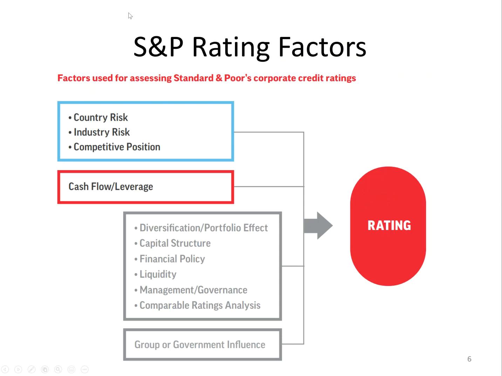Looking at some information from the Standard & Poor's website, some of the factors they use to come up with these ratings are they look at the country risk, the industry risk, and the competitive risk of the firm. They look at the cash flow and leverage. Then they look at the diversification within the firm, its capital structure, financial policy, liquidity, management and governance, and comparable ratings analysis. And also whether or not that industry or firm has some government influence or group influence that could help it out and avoid default. All that information goes into the ratings.